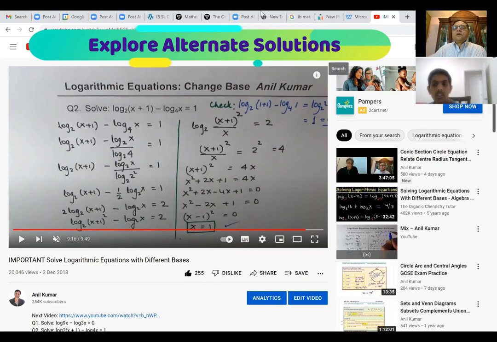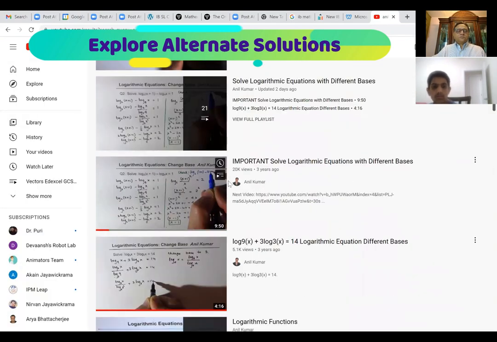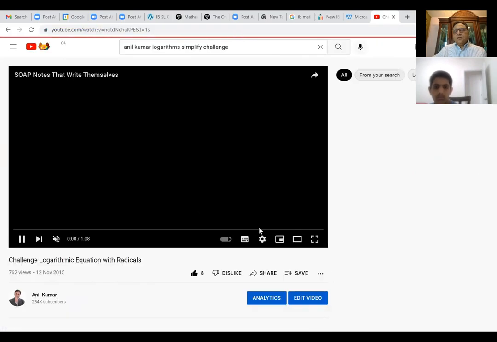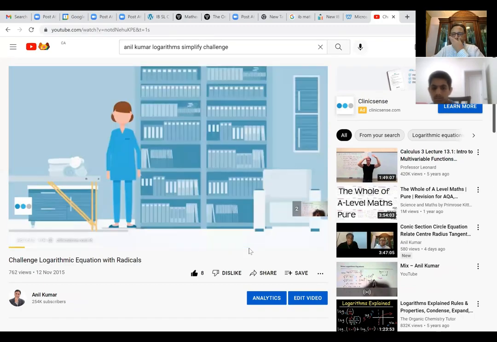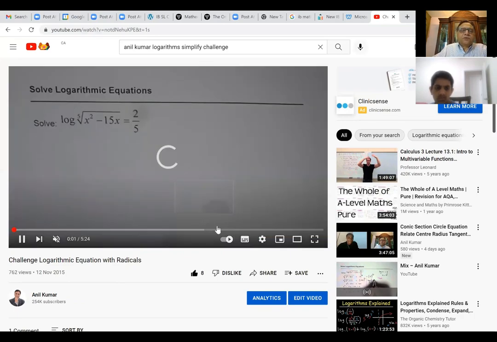Okay, let's search for some more. There are many like this. Let's look into this question. It is a very different kind of question, just to give you a variety of solving simple logarithmic equations.